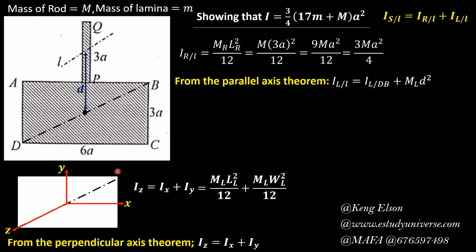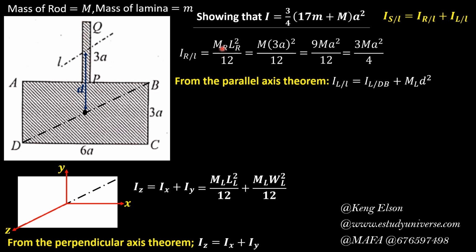Okay, because the width is vertical, the axis is perpendicular to the width. Since the axis is horizontal, we now see the mass of the lamina times the square of the width divided by 12. So the axis must always be perpendicular to the figure itself.